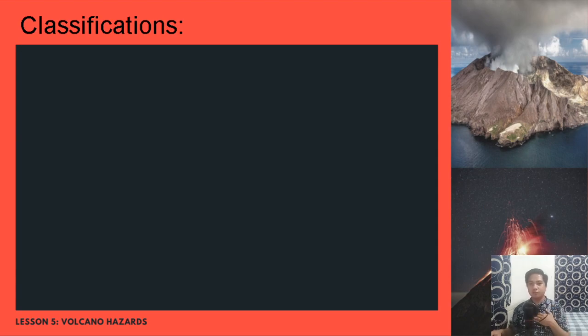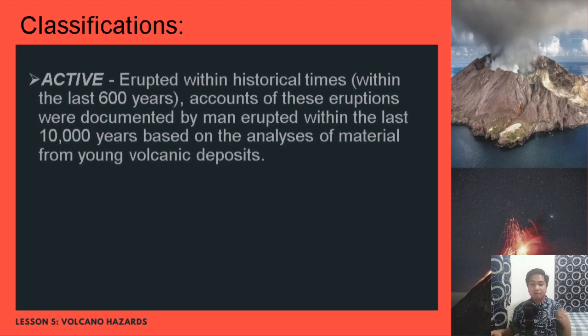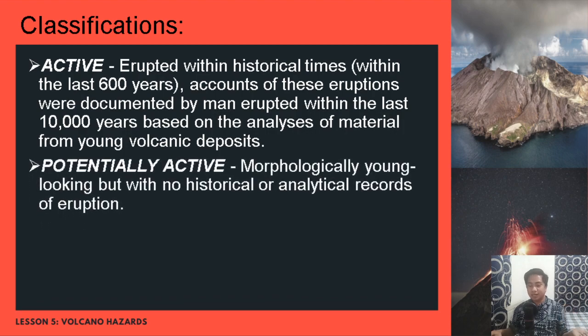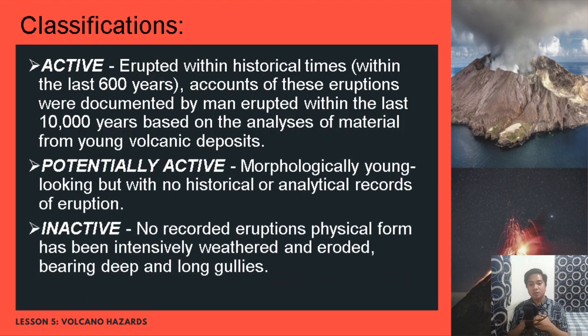So the classifications of your volcano. We have already heard the three types of your classifications. We have active, we have the potentially active, and we have your inactive ones. So what differs the active from other classifications? Of course, when we talk about active, these are your volcanoes that have erupted within historical times and has been documented by man that it has erupted within the last 10,000 years. So meaning there is a chance that it will erupt. It's because it is active. For example, we have your Mount Pinatubo, your Mount Mayon, your Mount Canlaon. They are examples of your active volcanoes.